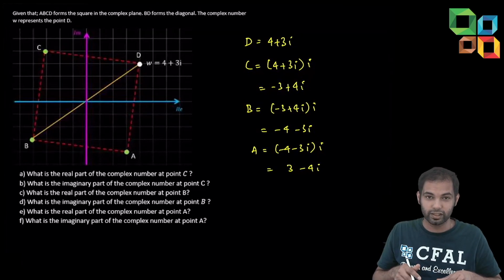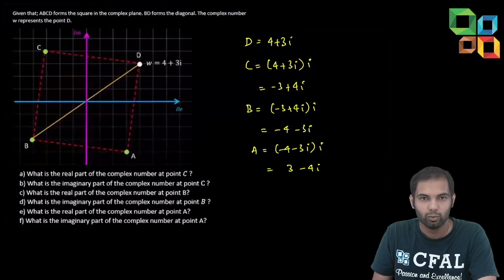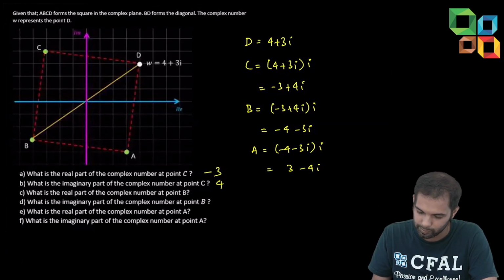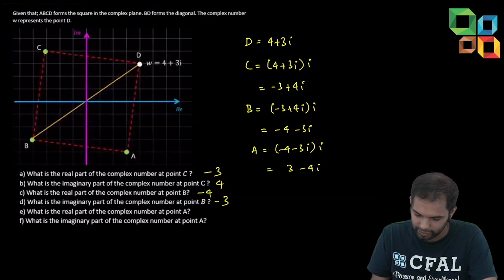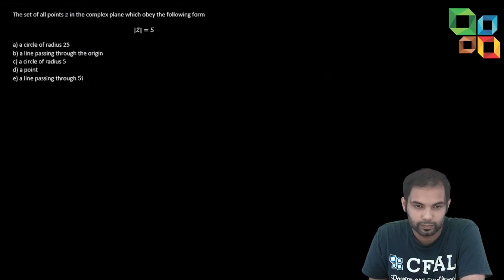Now, the question is not finding A, B, C, and D, but everything related to A, B, C, and D, so you can directly write the answer. What is the real part of the complex number C? Real part is minus 3. Imaginary part is 4. What is the real part of complex number B? It is minus 4. What is the imaginary part of complex number B? Minus 3. What is the real part of complex number A? It's 3, and imaginary part is minus 4. These are the answers.